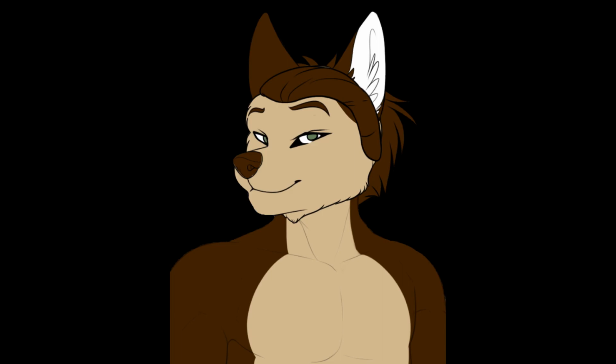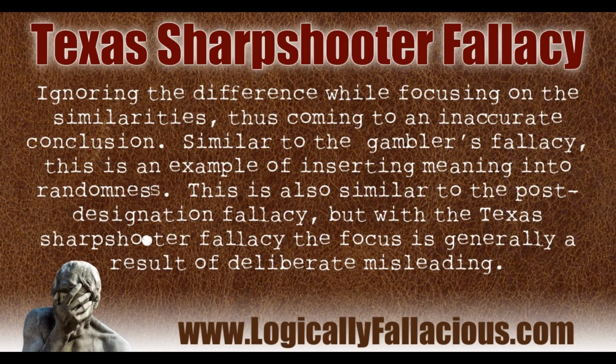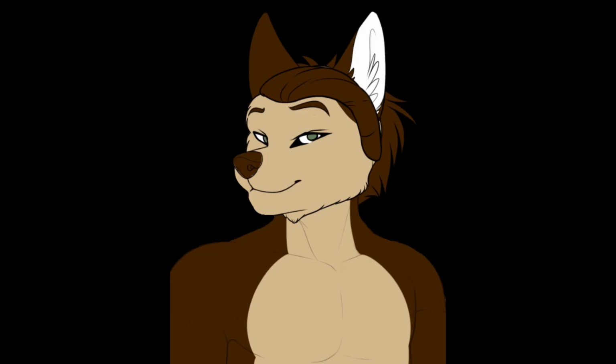Texas Sharpshooter Fallacy. Here are a couple of definitions of the Texas Sharpshooter Fallacy. First one, according to logicallyfallacious.com, the Texas Sharpshooter Fallacy is when you're ignoring the difference or differences whilst focusing on the similarities, thus coming to an inaccurate conclusion. Similar to the gambler's fallacy, which we'll cover in the next episode, this is an example of inserting meaning into randomness. This is also similar to the post-designation fallacy, but with the Texas Sharpshooter fallacy, the focus is generally a result of deliberate misleading.